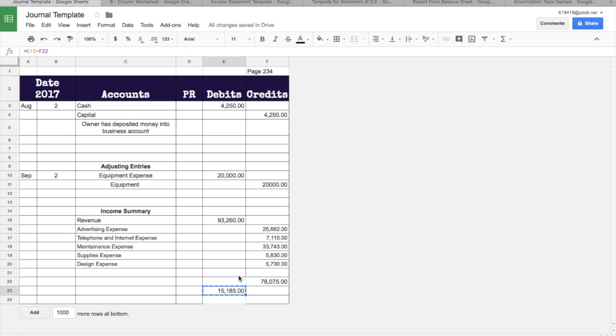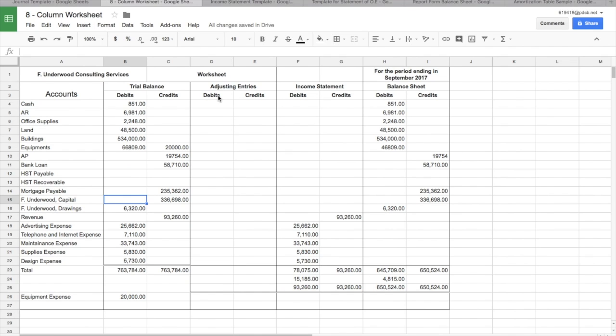Sorry, yeah. Again, we have to take the actual value. So 15,185. Okay, or you can just look at the income summary and the net income. It's the same value, but we have to debit it. So instead of just taking this value, we now subtract it. Okay, that is our new value. And again, we must change these values accordingly.